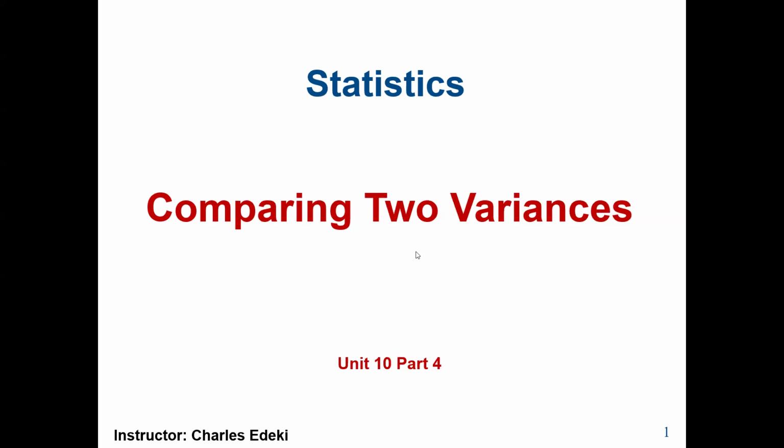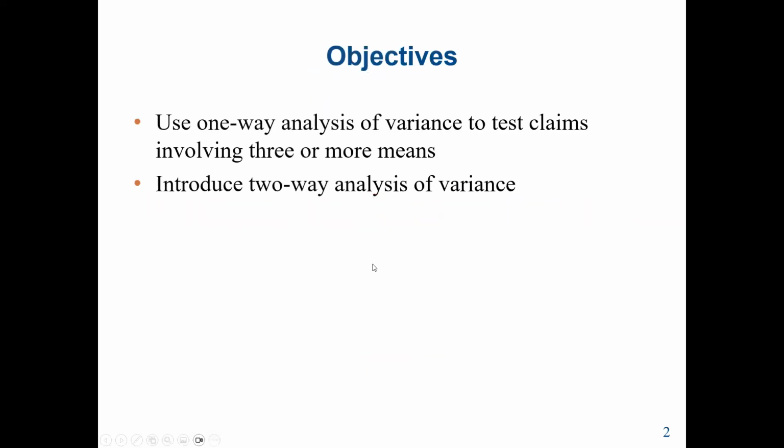Again, comparing two variances. Our main objective in these lectures is to use one-way analysis of variance to test claims involving three or more means. Also introduce two-way analysis of variance. Normally when we have more than two samples, at least three samples or more, then we have to use ANOVA. ANOVA also is a parametric test, so we can test the mean.